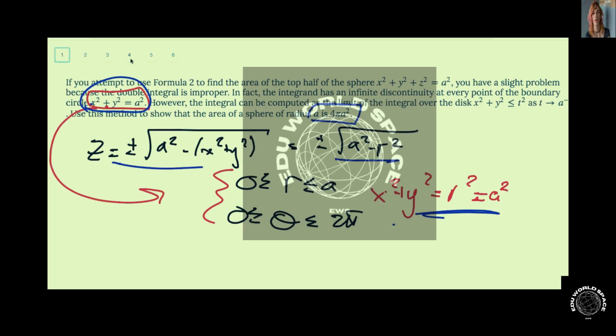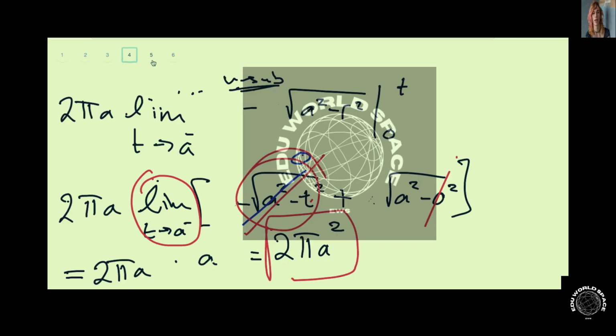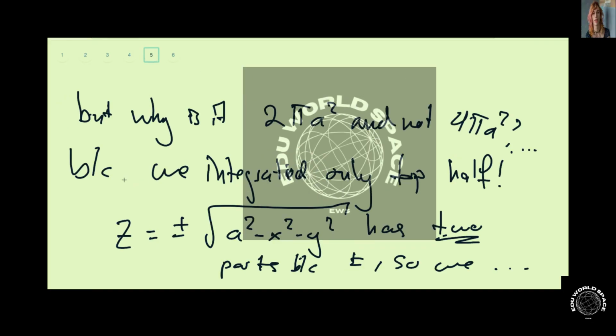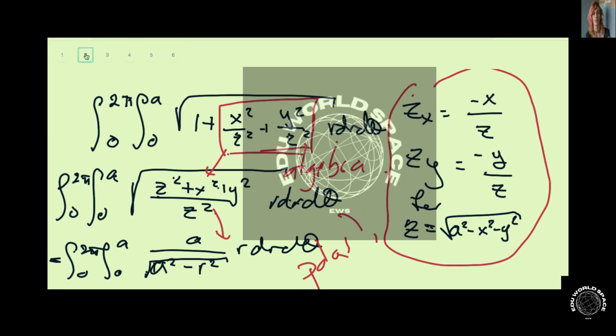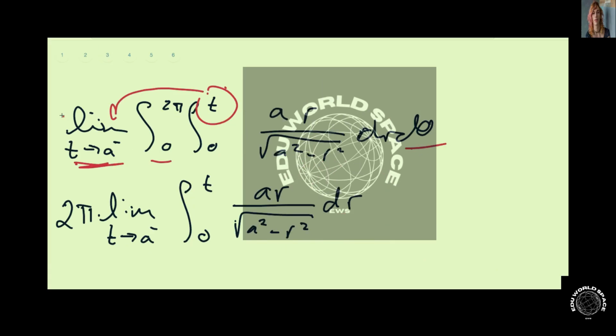Now let's go back and say, wait a second, we want 4 pi a squared. So why do we have 2 pi a squared? Well, like I said, we only integrated the top half. Okay? We have z equals plus or minus. This is the biggest mistake that I see with students. It has 2 parts because of this plus or minus. So what we did, we only integrated one part, the first part, or top. So really what we should have had in all of these cases was a 2 everywhere.